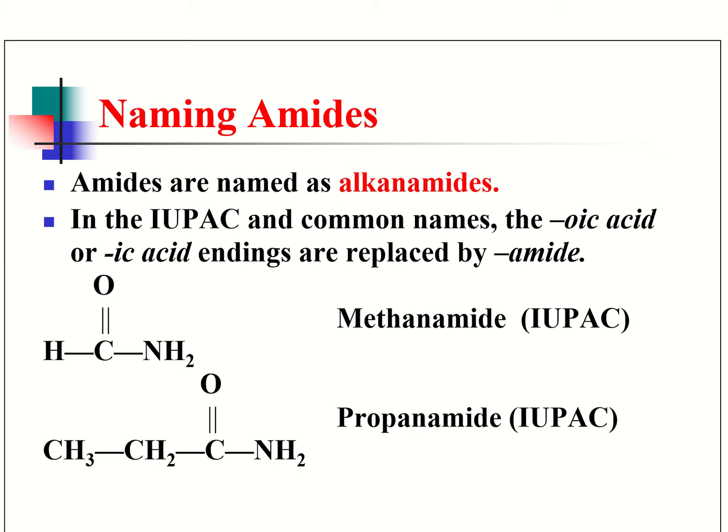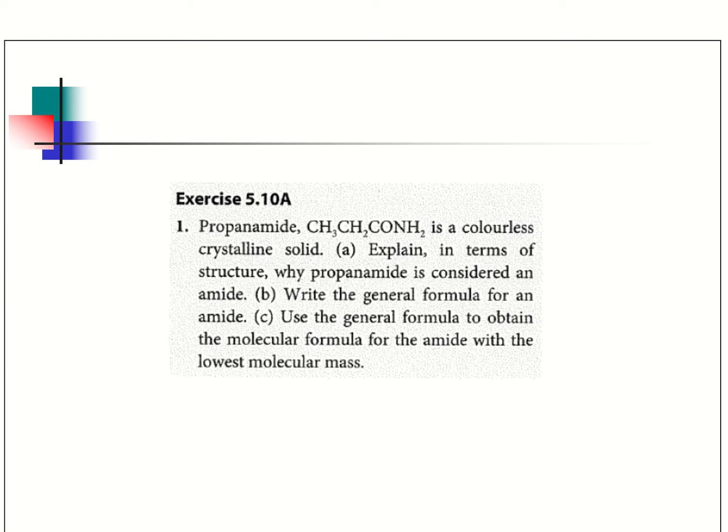So let's look at naming a few of them. We're going to look at a couple of nice simple primary ones just to get us going. These are very easy. They are amides, of course. This is a 1 carbon amide, and it is methanamide, remembering no E required. This is a 3 carbon one, so again propanamide, dead easy. Not something that should cause you too much difficulty. If you'd like to have a go at the first question in chapter 5.10 part A, pause the video, have a go at that, or do it from your textbook, and then I'll move on.